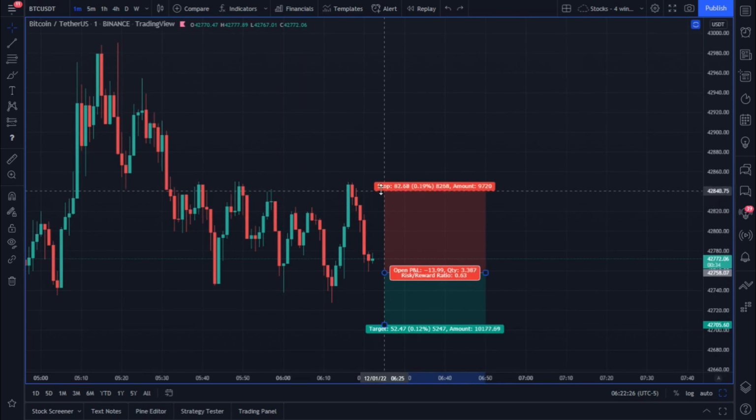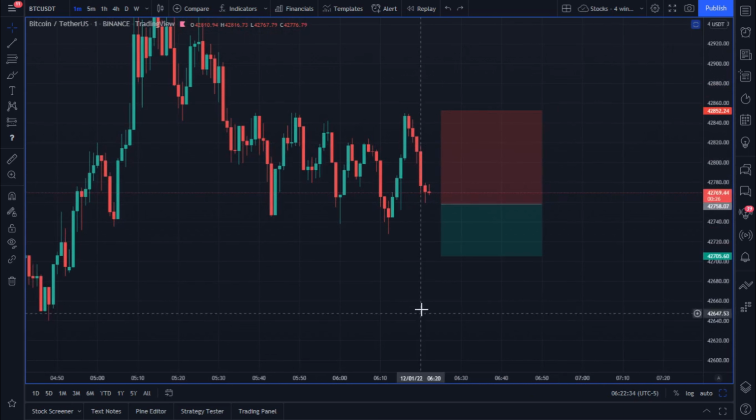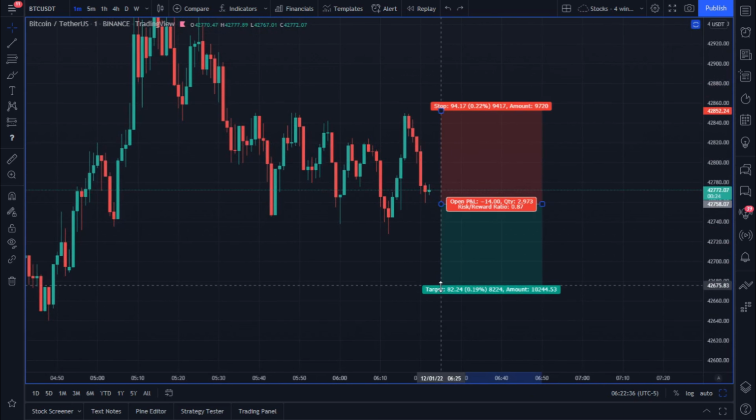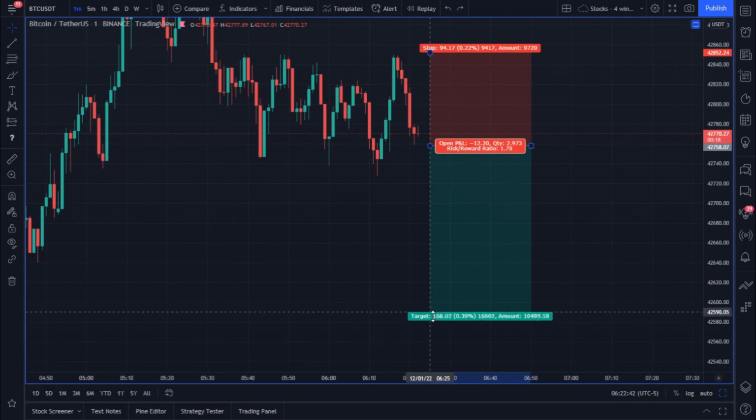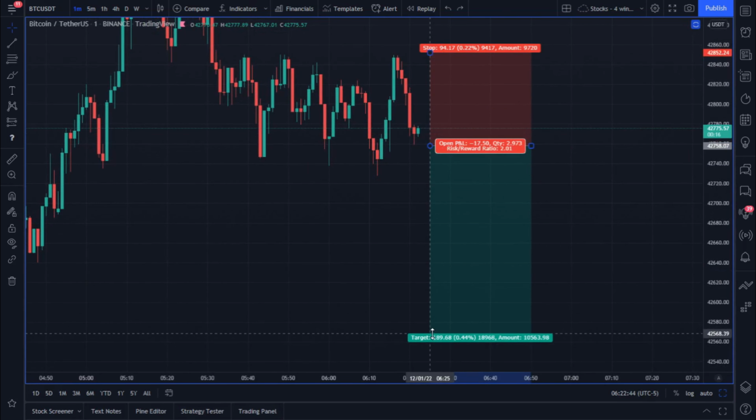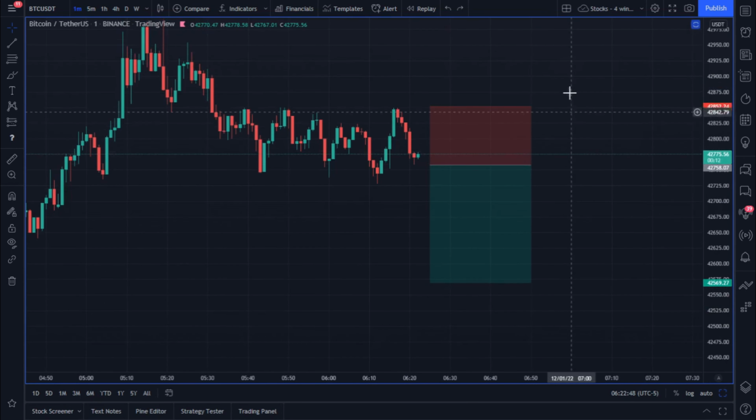We don't believe the price will go past that level, so we'll put our stop loss there. And we want a 1 to 2 risk reward ratio. Close-ish. Oh, there we go. Yeah, so that makes sense. That looks good.